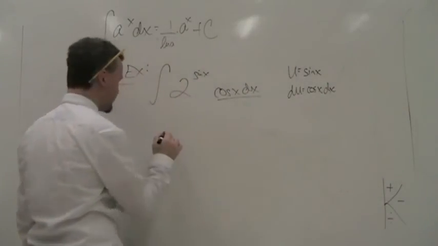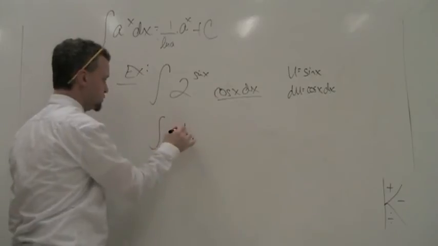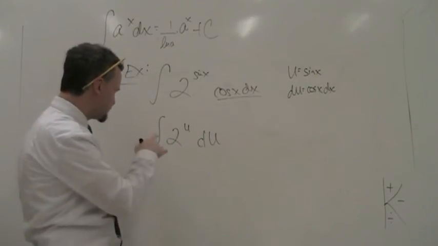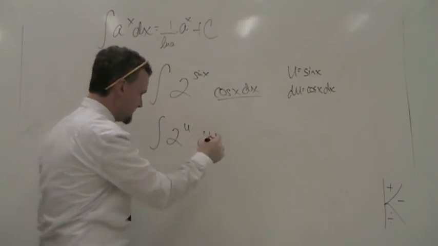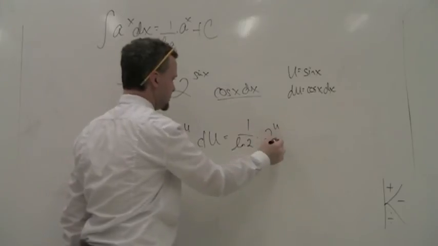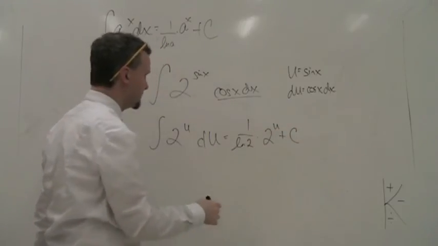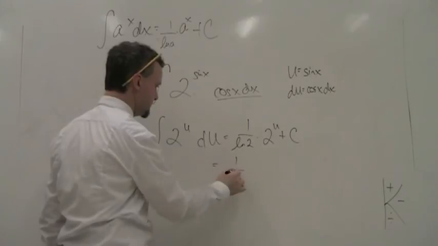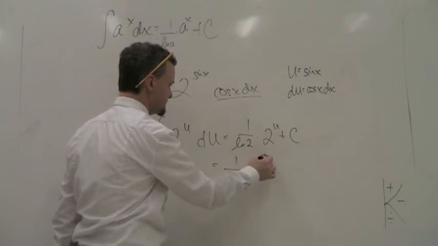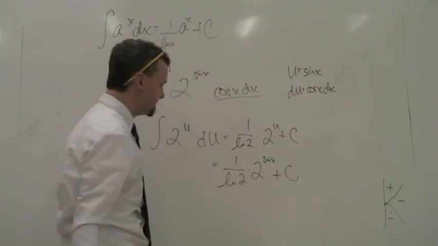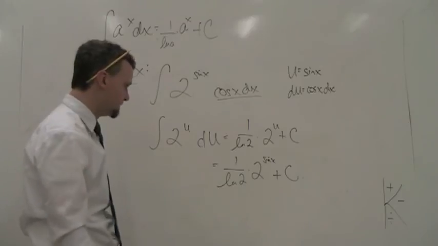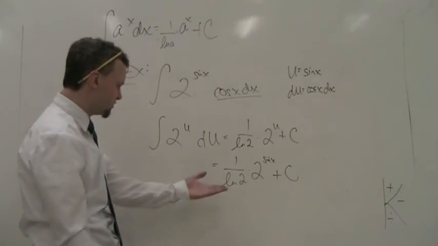So this is then the integral of 2 to the u du. And the integral of 2 to the u is 1 over ln 2 times 2 to the u plus c. But u is sine x. So that's 1 over ln 2 times 2 to the sine x plus c. And that's the correct answer. Nothing more to it than that. So far, so good?